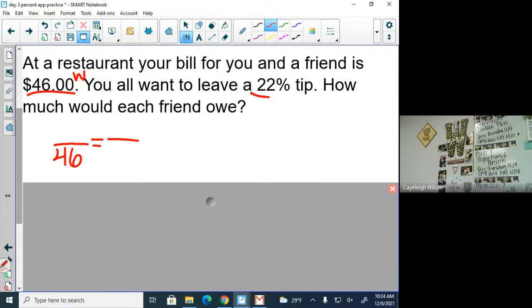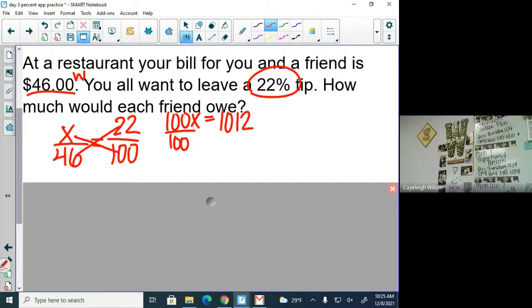Now they also tell me 22%, and the percent always goes on the top above the 100, which means I'm finding the part. I'm finding the tip. So x times 100 is 100x. 46 times 22 is 1012. Divide by 100. And it's $10.12 for the tip.